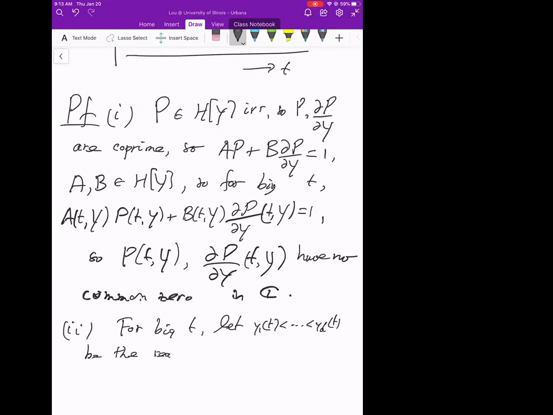Now, a priori, this number of real zeros might depend on t. But of course, we will see that it doesn't depend on t for big t. We have to show, among other things, that the number does not depend on t for big enough t.